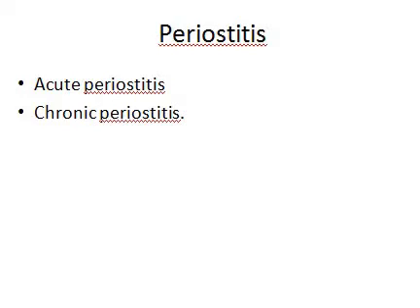Periostitis. Periostitis is inflammation of periosteum. It's a dense membrane composed of fibrous connective tissue that closely wraps all bones. It invests all bones, except the bone of articulating surface and joint which are covered by synovial membranes. And periostitis can be acute and chronic.